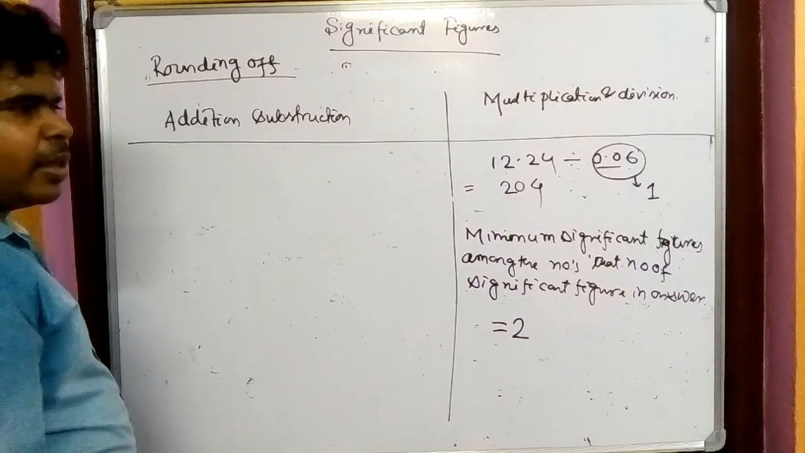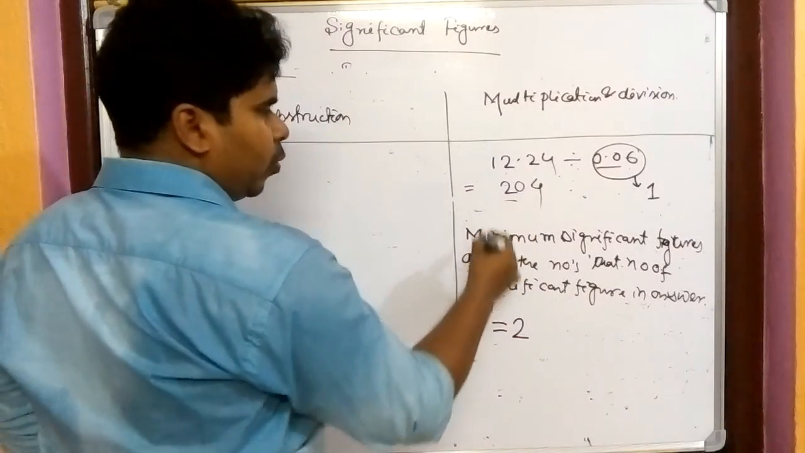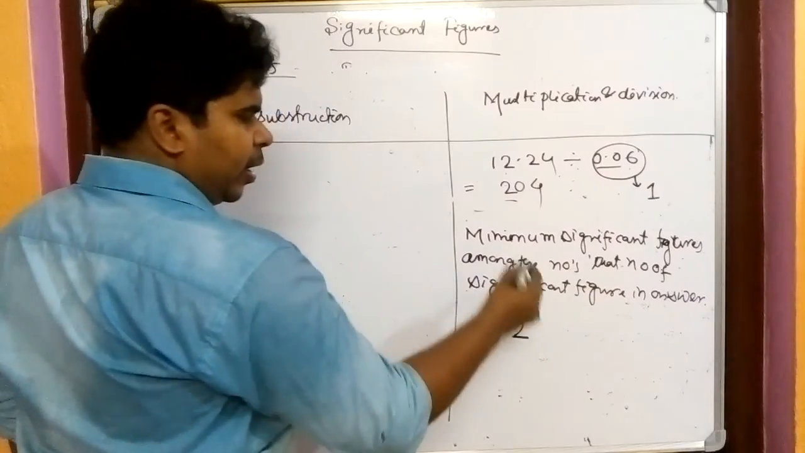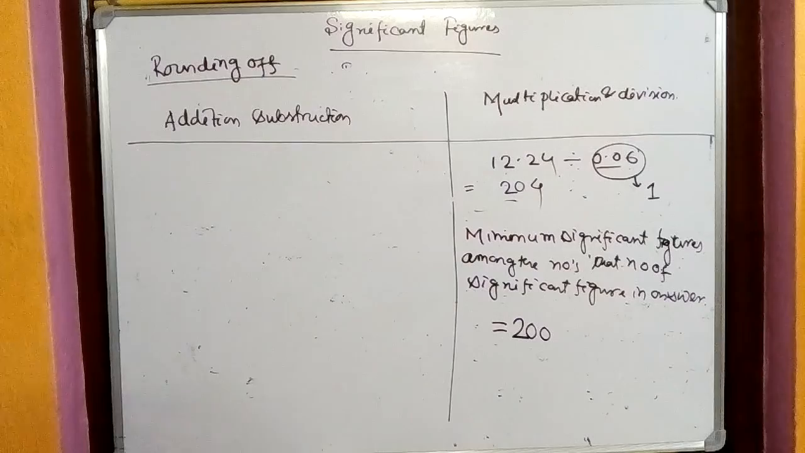So the significant figure will be how much? 1. So we have to take one significant figure: 2, and the rest 0 0. And here you know this 0 is insignificant. So the answer will be 200.